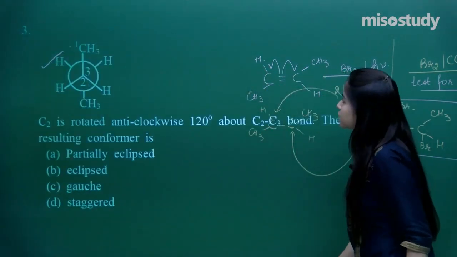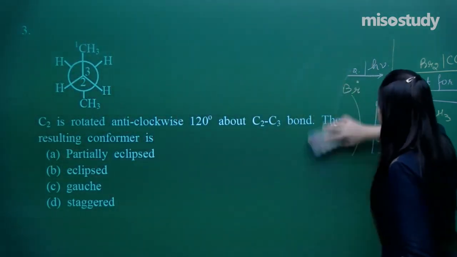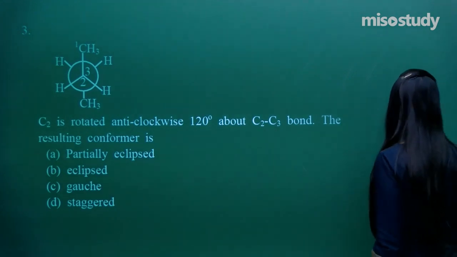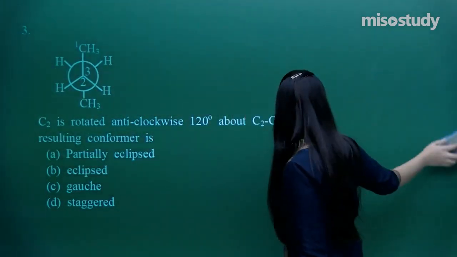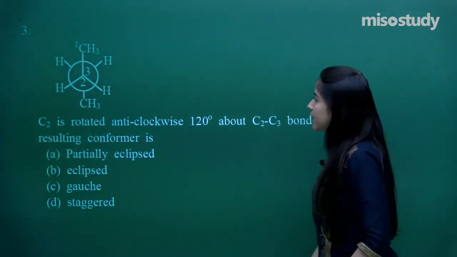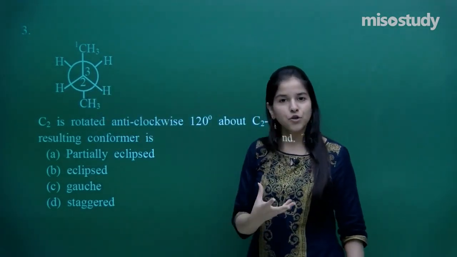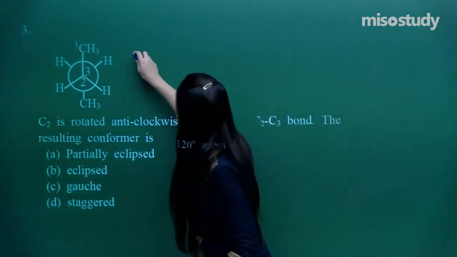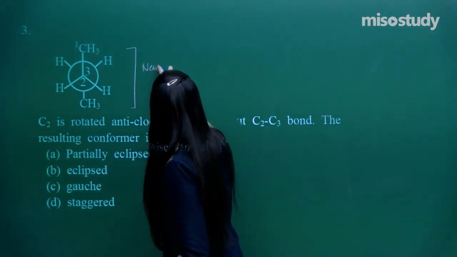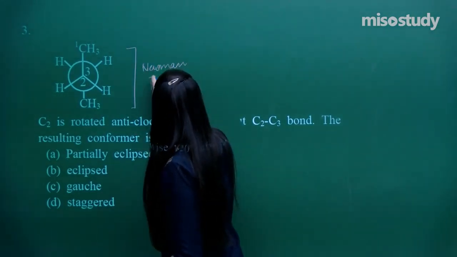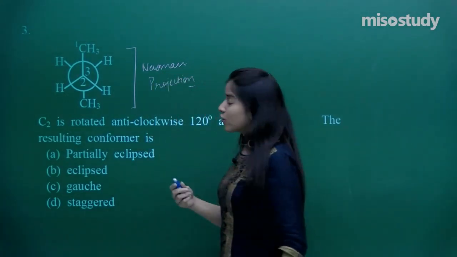So let's move on to the next question. Now, here comes the question for conformations. It's a pretty interesting question. You need to perform a rotation over here. If you read the question carefully, there is a compound given over here, and this is the Newman projection as we have done before. I hope you all have recalled the concept.